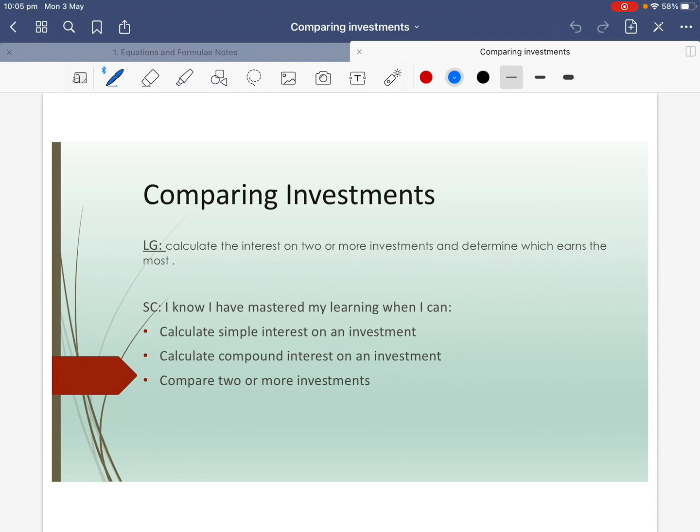Which one earns the most. So our learning goal is to calculate the interest on 2 or more investments and determine which earns the most. To do this, you're going to need to know how to calculate simple interest on an investment, compound interest on an investment, and then be able to compare between 2 or more.